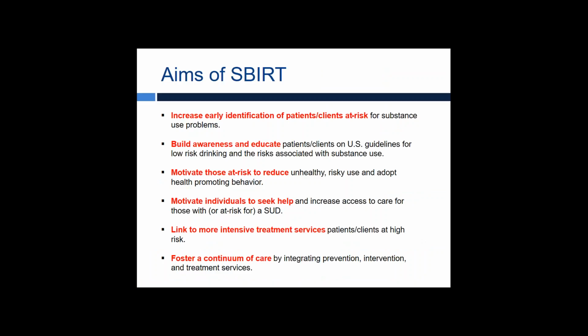So the aims of SBIRT reflect that full continuum. The aims are to increase early identification of those that are at risk for substance use problems, really build the awareness and educate around U.S. guidelines for low-risk drinking and risk-associated substance use, which we don't typically do until after someone has already developed a concern, and motivate those at risk to reduce unhealthy, risky use and adopt more health-promoting behavior, and motivate individuals to seek additional healthcare services, it may be treatment, and to access care. How do we motivate and increase the access to care for those who are at risk? And then for those at the highest risk, delivering them to more intensive healthcare services.